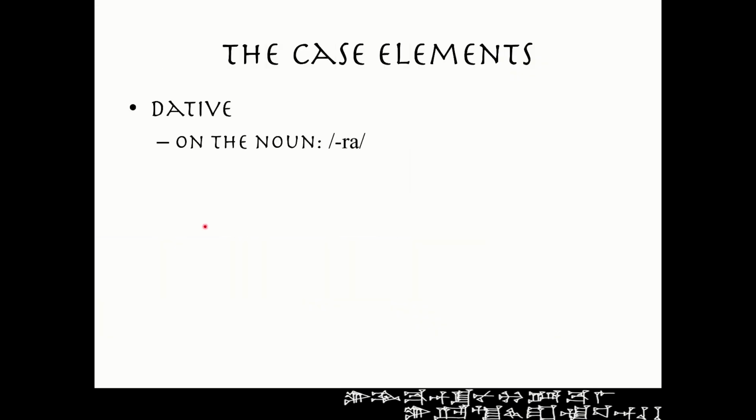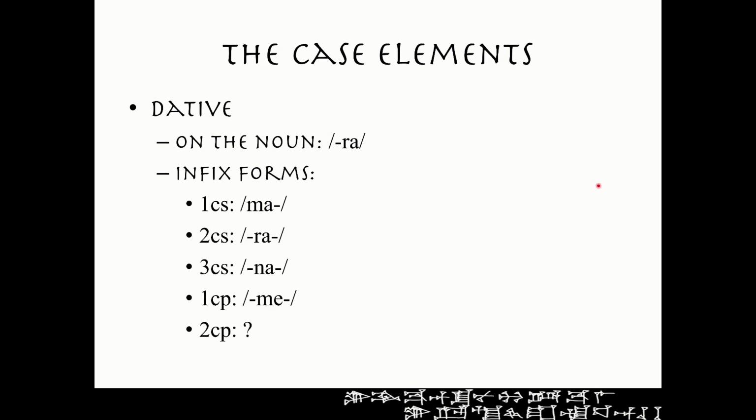So let's look at the individual case elements. As we've just seen, the dative on the noun is ra, so lugal ra. But the infixed forms look like this. So let's go through them. 1CS means first common singular. 2CS is second common singular. 3CS, third common singular. 1CP is first common plural, second common plural, and third common plural.